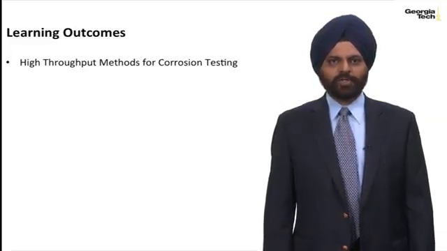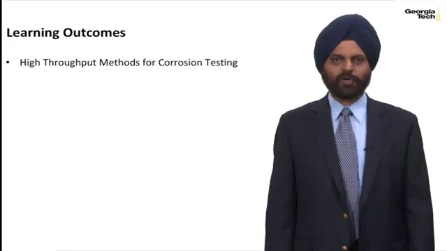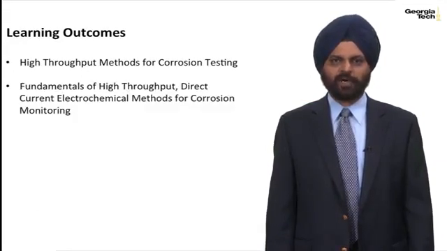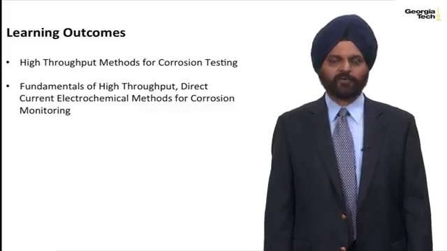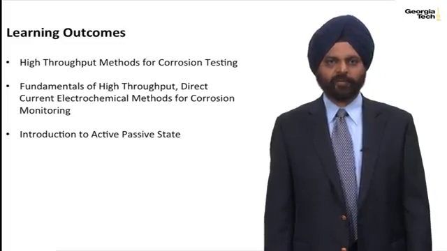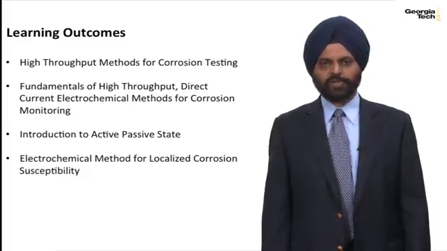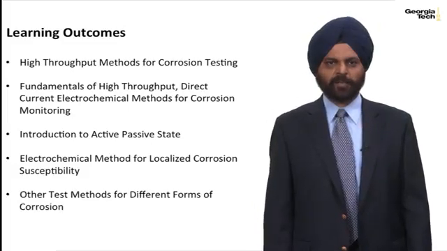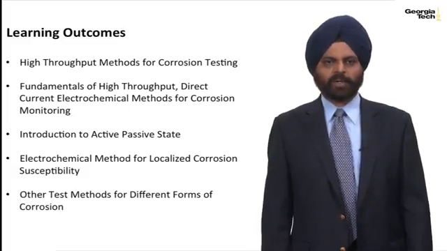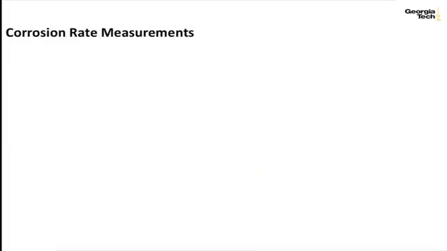In these modules, I'm going to introduce you to high throughput methods for corrosion testing. We'll talk about fundamentals of the electrochemical methods for corrosion monitoring, introduce you to active passive state of metal, electrochemical method for measuring localized corrosion susceptibility, and we'll also introduce test methods for different forms of corrosion.